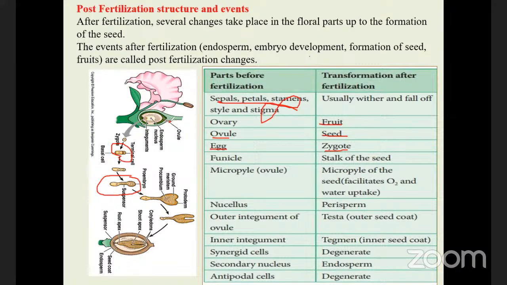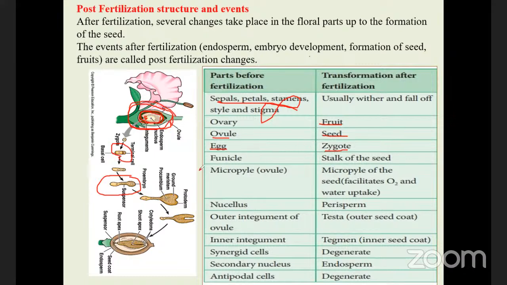You see, this is the ovary. This is the ovule. This is the egg cell. The egg cell will become the zygote, the embryo. And the ovule will become the seed. The ovary will become the fruit. These are the processes that will take place.